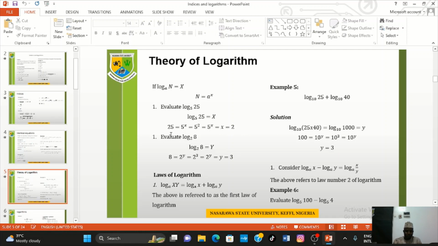Now, see a similar example again: if you are to evaluate log 8 to the base 2, you can let log 8 to the base 2 equal y. At this point, you can transform it to 8 equals 2 raised to the power of y. Since 2 is the base, think of this 8: 2 raised to what power will give you 8? So 2 raised to the power of 3 will give you 8. As the base is the same, you also equate the power.